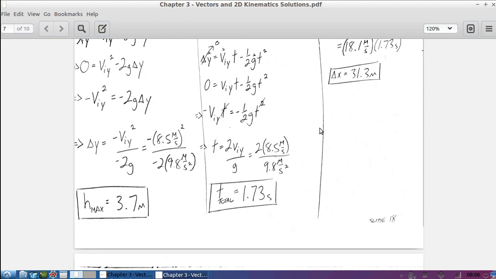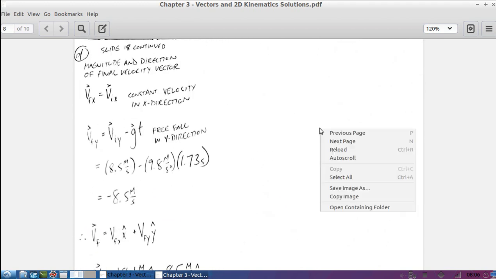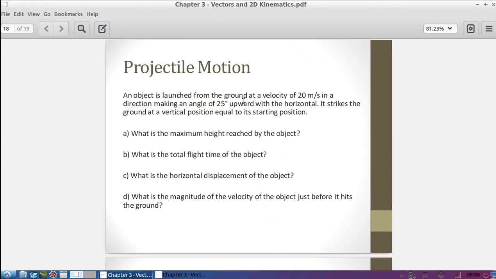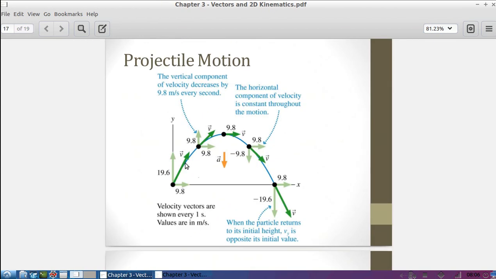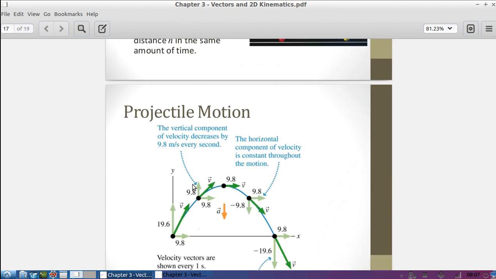Okay, so the last part says finding the magnitude and direction of the final velocity vector, right? So we were given this, and we have to find this. Now I see this diagram, right? I've got symmetry. I can do it the easy way. I can say v final is just negative this value, and then v final x is the same as v initial x. Okay, but again, this is just for symmetric problems.